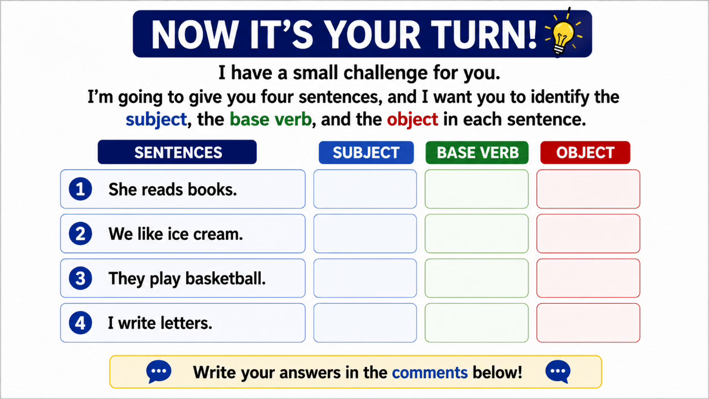Once you've found the answers, write them in the comments like this. Sentence 1. Subject, base verb, object. Do the same for all 4 sentences. I'll read your comments and if you make a mistake, I'll help you correct it. Remember, making mistakes is a normal part of learning English. Every mistake is a step toward becoming more fluent.